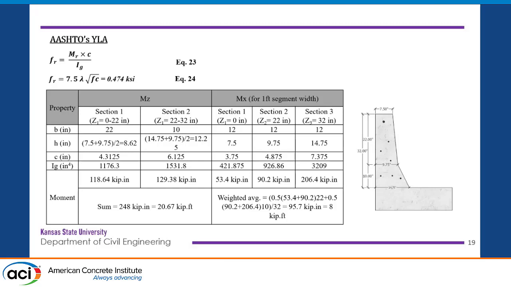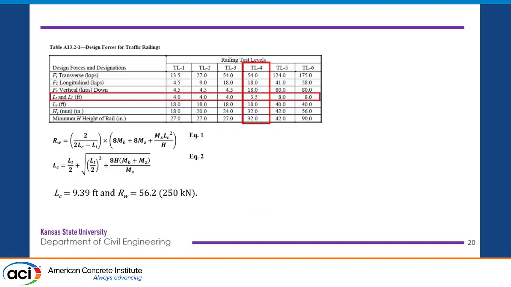And if we eliminate the steel reinforcement as per assumption 1, everything is based on the modulus of rupture of the concrete. Then we can go on to calculate the sectional capacity as shown in this table. And we go to Table A13.2-1 to find LT, plug it into equation 1, then into equation 2, then back to equation 1. The wall resistance will be 56.2 kilopounds, which is equivalent to 250 kilonewtons.